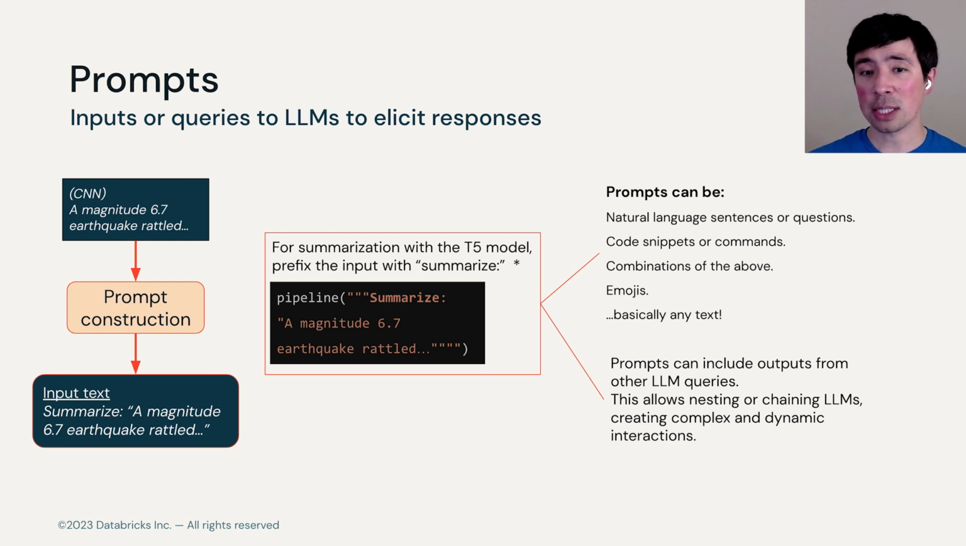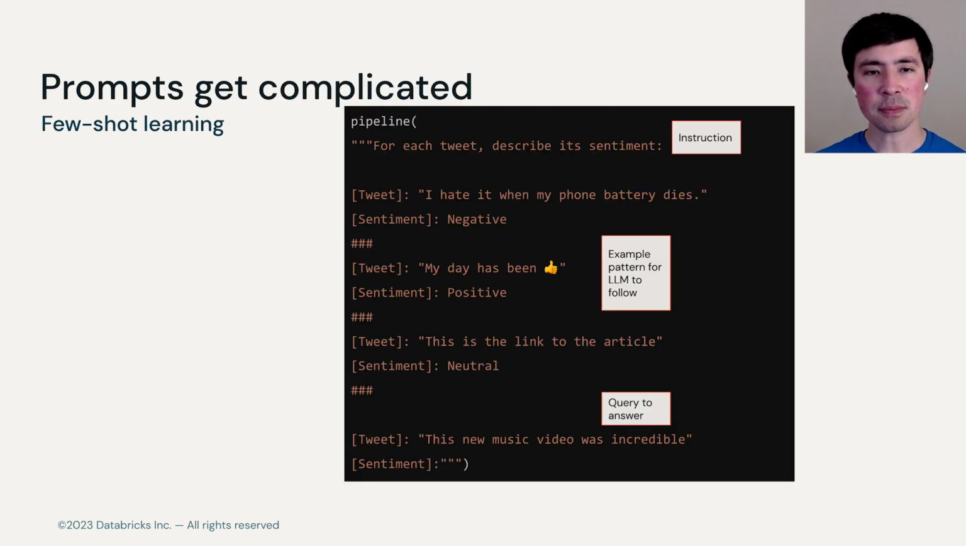Now, more generally, these prompts can be natural language sentences or questions, code, combinations of the above, emojis, pretty much any text. They can also include outputs from other LLM queries. That's very powerful because it allows nesting or chaining LLMs, making these complex and dynamic interactions. We'll talk more about that later in the course.